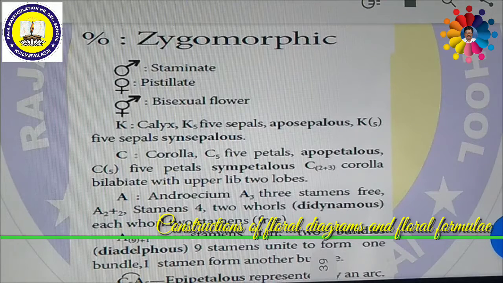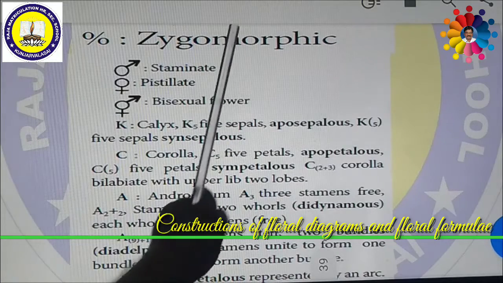Then the next whorl is androecium. Androecium is represented by A. How many stamens are present, and that number is to be written. Suppose 3 stamens are free, then A3. If 3 stamens are fused, A bracket 3.